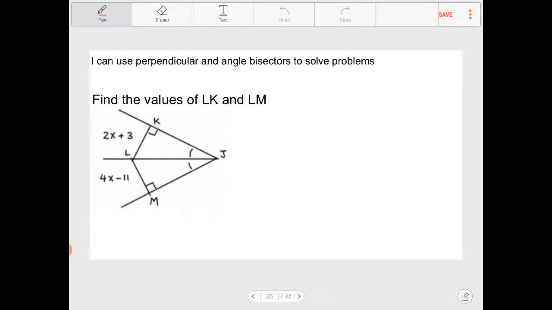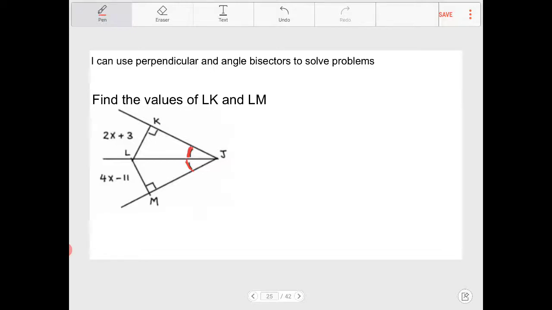The second problem that we are going to look at is going to require you to apply the second concept of this lesson. So looking at this right now, I noticed that angle J is bisected by segment LJ because here I see we have two angles that are congruent to one another. Pause the video to see if you can figure this out on your own.